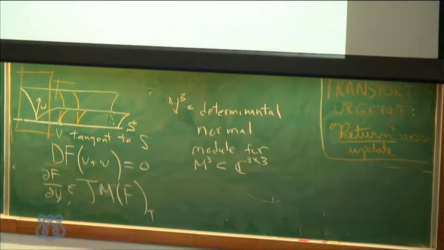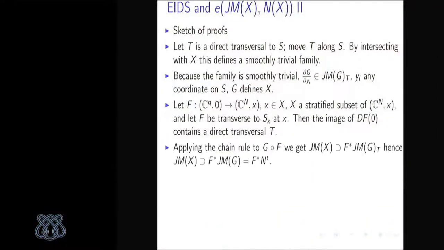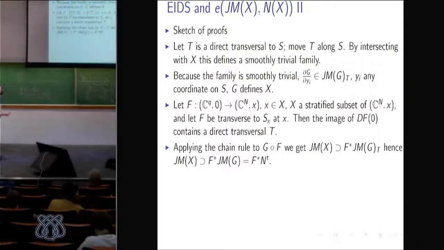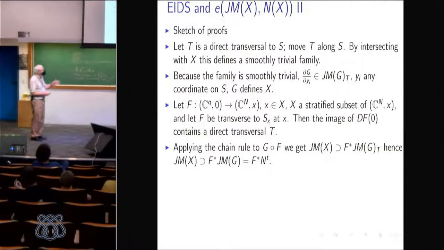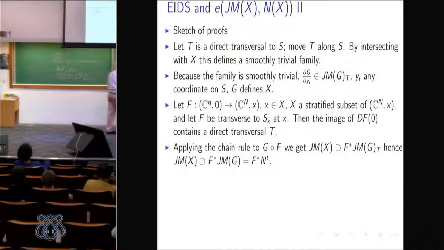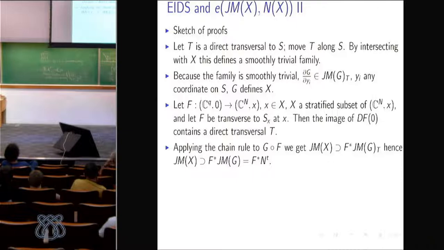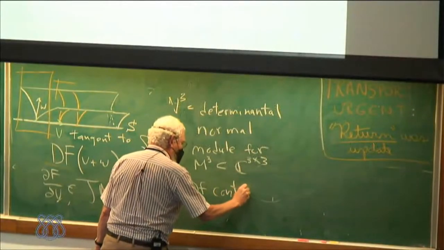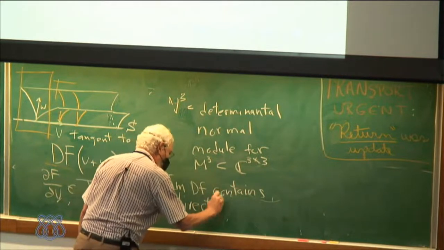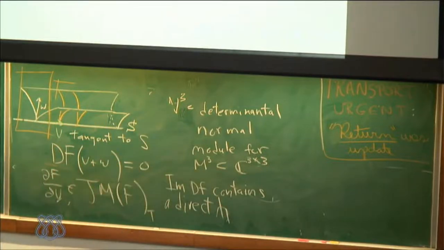So this statement here, lemma one, is just a statement of the fact that we have an analytically trivial stratification. Now, applying the chain rule to G, where G defines X, the image of DF contains a direct transversal. So let's write that down. Because the image contains a direct transversal, it then follows that JMX contains F star of JMGT, and hence it contains F star of NT.